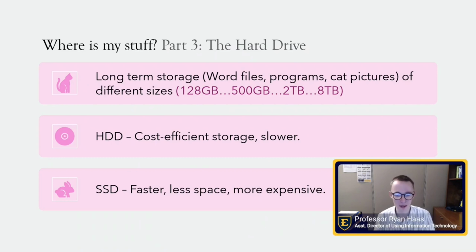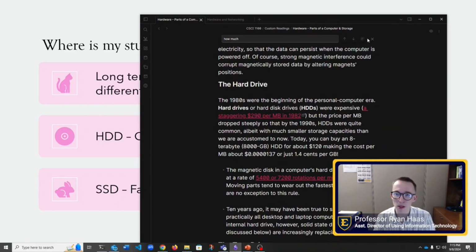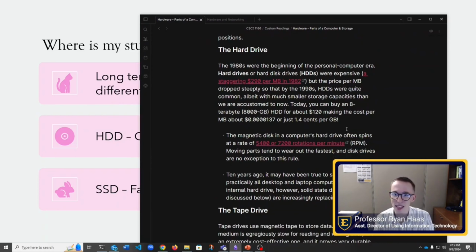All right, so I've already talked quite a bit about storage, and I kind of jumped the gun, but we have two major mediums when we talk about storage, and that's the hard disk drive and the solid state drive. So the hard drive has been around for a long time. In the 1980s, this was really the beginning of the personal computer era. Hard drives were a staggering $290 per megabyte. So if you think about your Word essay that maybe takes up about a megabyte, imagine paying $290 so that you could store that. That's insane.